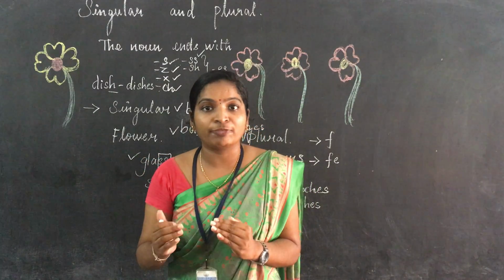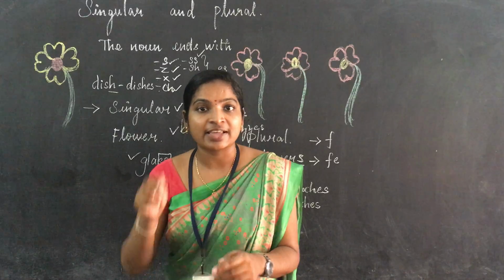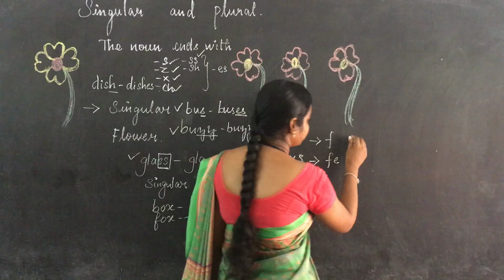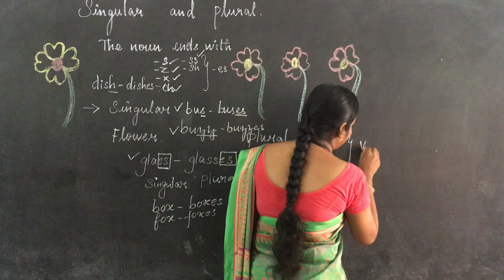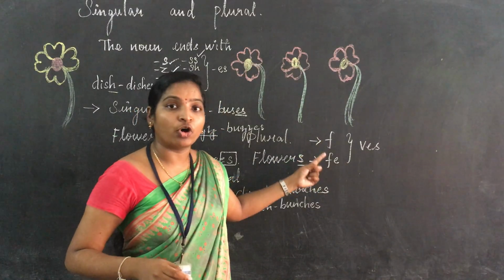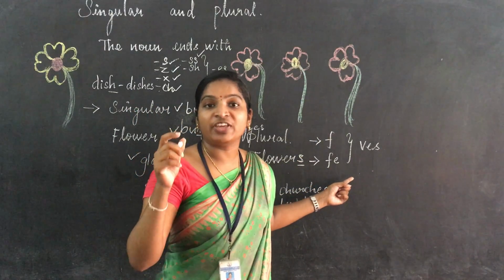Okay, I mean in plural form, what we have to add? For these two, we have to add ves. When the noun ends with the letter f or fe, we have to add ves.